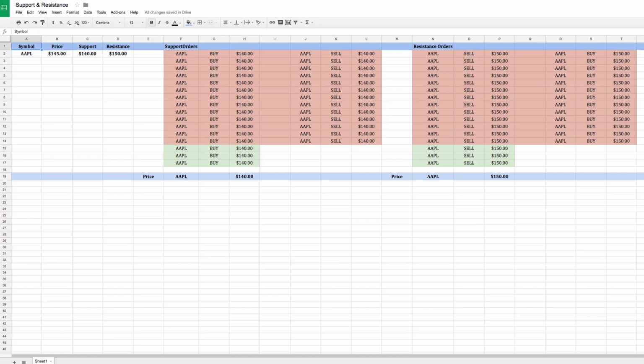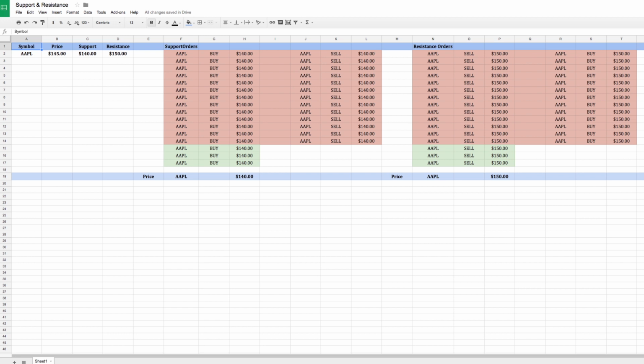So how I like to think about it, support is kind of the volume of orders. So let's use an example of Apple. Apple is trading at $145, and let's say a lot of people want to buy it at $140 because they feel like that's a better price to get it at. So they put in buy orders for $140. Now $140 is the support level.